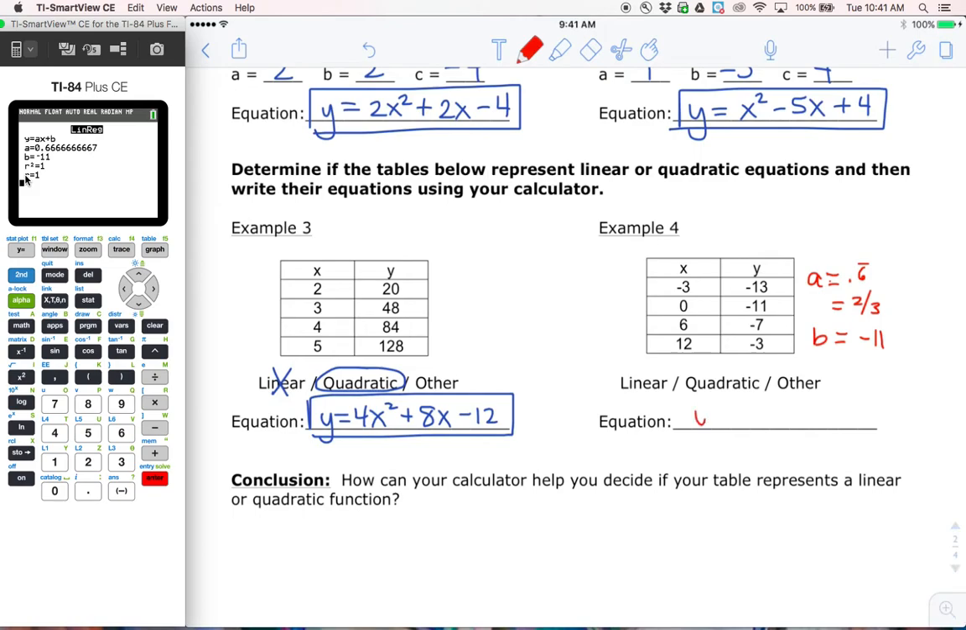So my equation here, since it's linear, is just y equals, remember the first number is my slope, so 2/3 x, right? Or you can look at the form they give you up here if you forget how it works, and then minus 11.